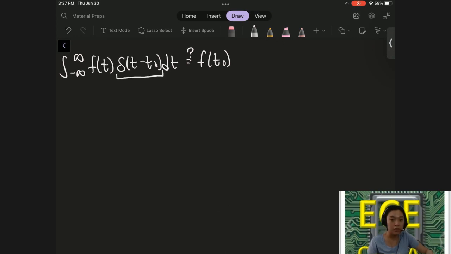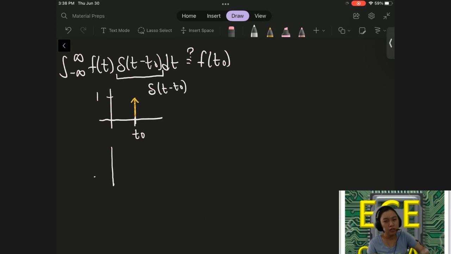This is the impulse function centered around t naught. So let me draw that out. That's the impulse function at t naught. Let me label this delta of t minus t naught. And let me draw a generic, just some random function, in a different color to keep it consistent. I'll call this f of t.